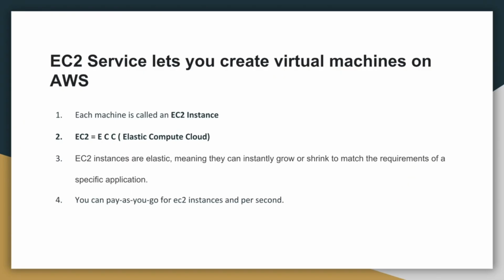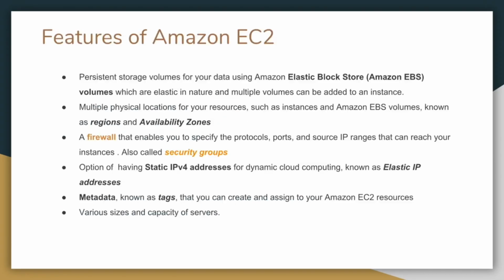You can absolutely pay as you go for EC2 instances per second. So if you use EC2 instances for 5 minutes, you pay for 5 minutes. If you use EC2 instances for 5 hours, you pay for 5 hours only. So, you get the capacity whenever you want, and you only pay for what you use with EC2.